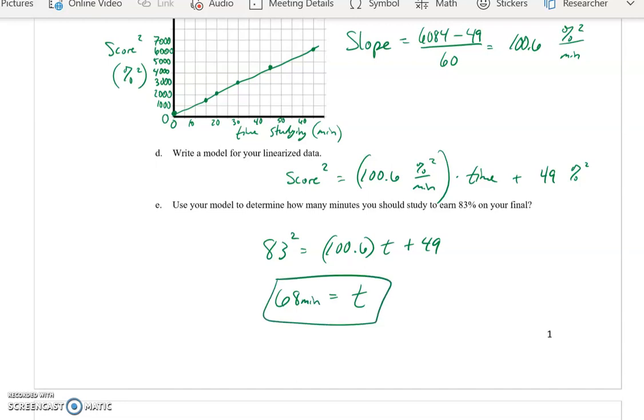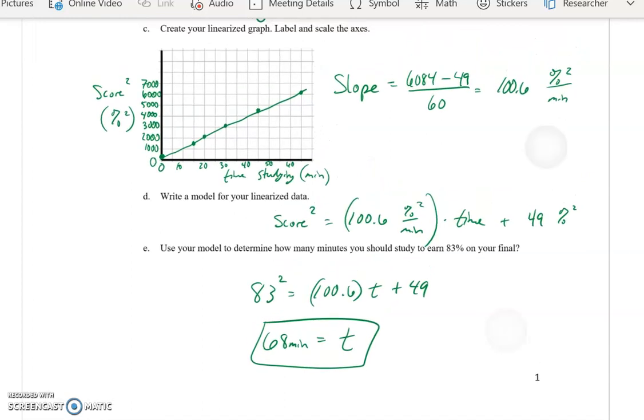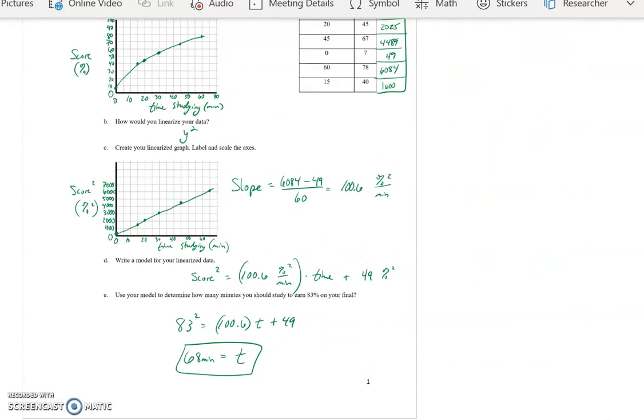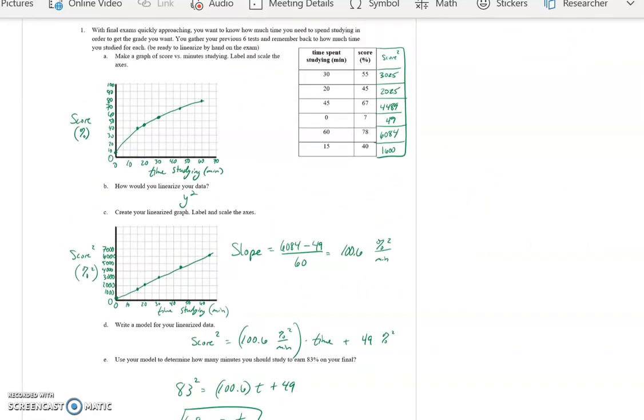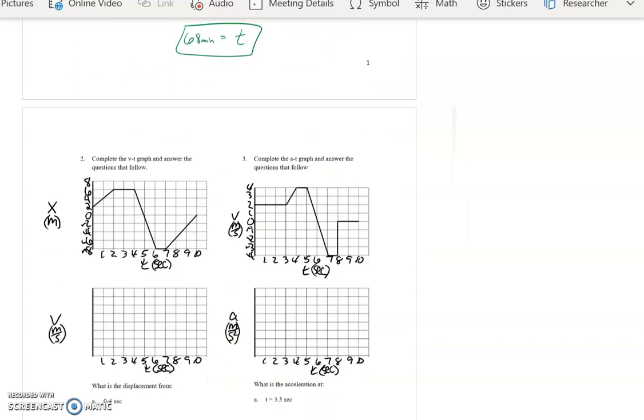Now, the numbers for that weren't friendly. They were kind of bigger numbers. For the final exam, we tried to make it a little more friendly with the numbers for you to work with. But you should expect to be able to do something like that by hand. All right.